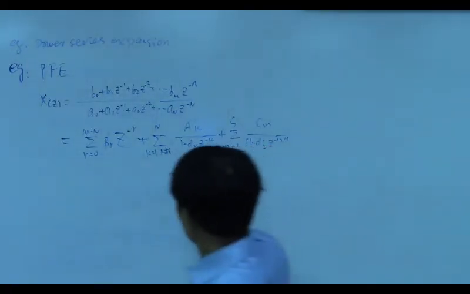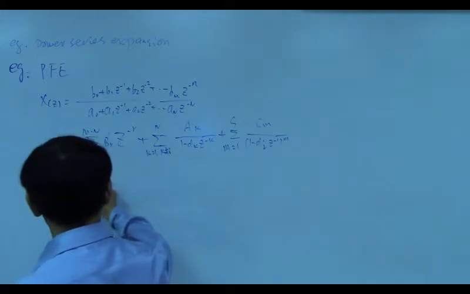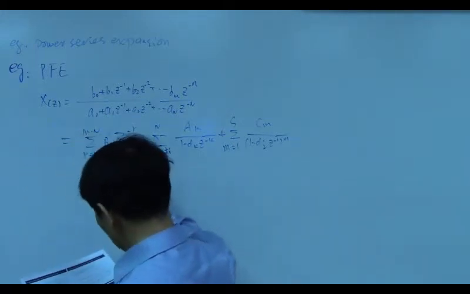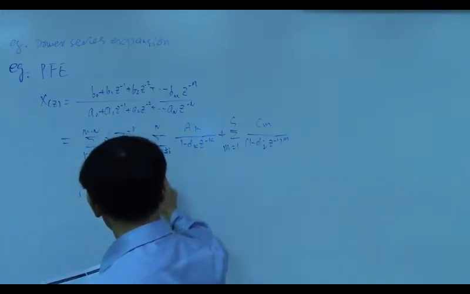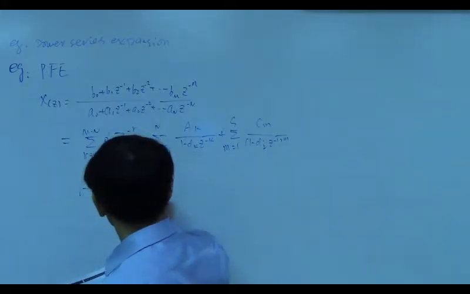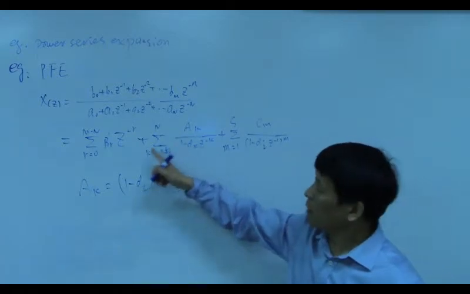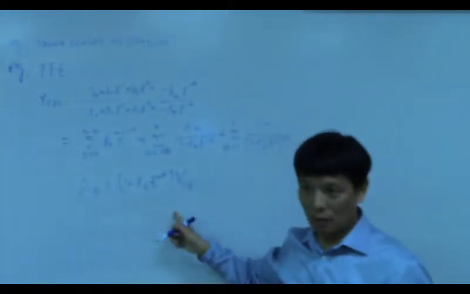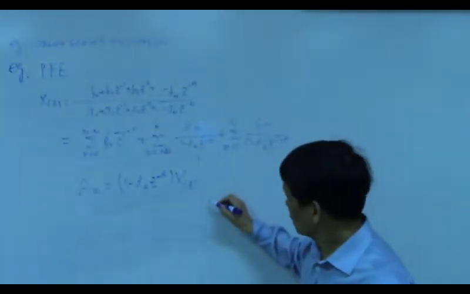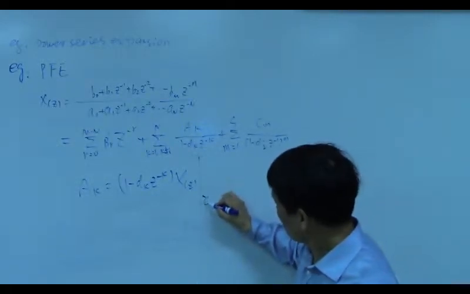So what is A_k? The b_r is easy to find. A_k equals 1 minus d_k z to the negative 1, times X(z). We use this part multiplied by this X(z), then let z equal d_k.